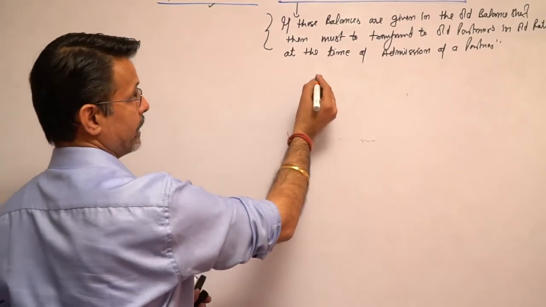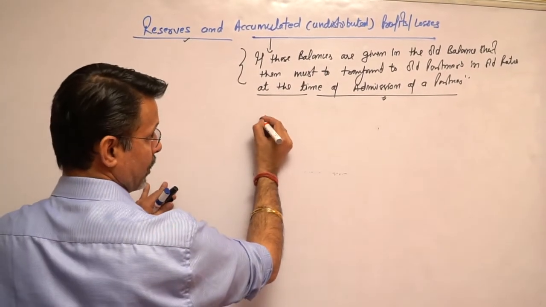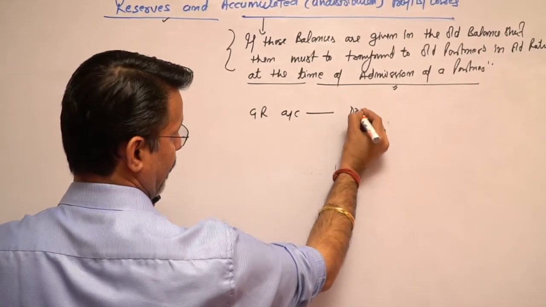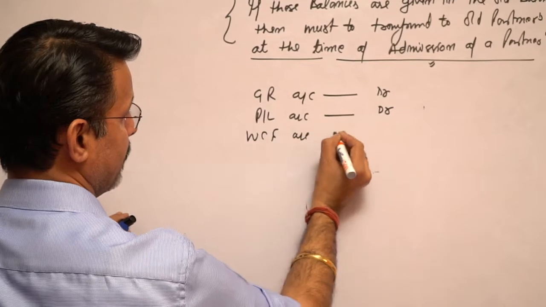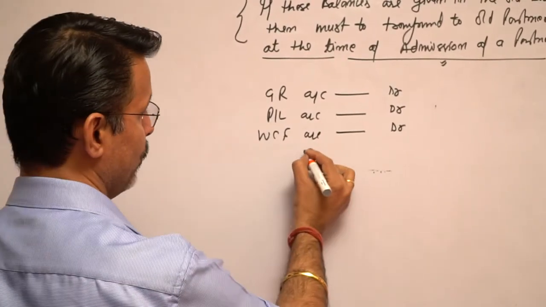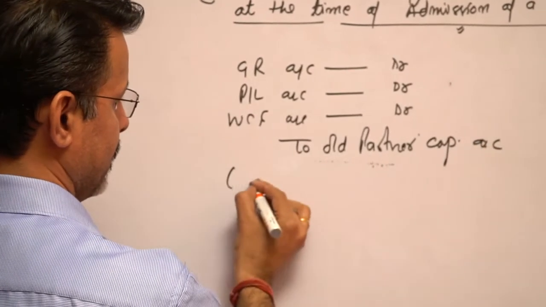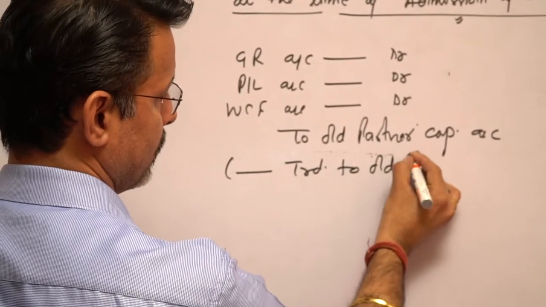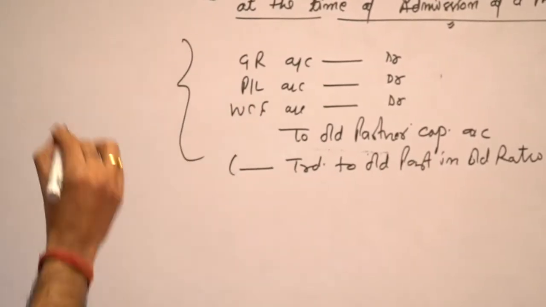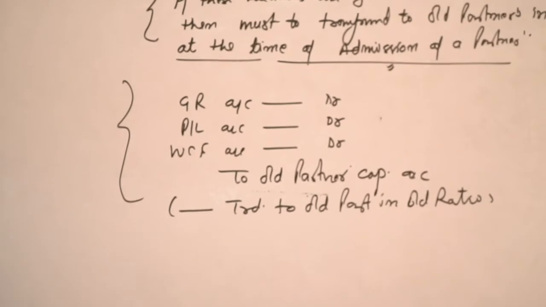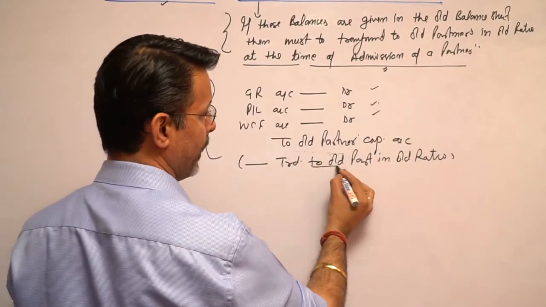So for transferring these balances to the old partners at the time of admission of a partner, the journal entry is: reserves or general reserve account debit, or undistributed profit, sometimes workman compensation fund also given, account debited. Transferred to old partners in old ratio. This is the journal entry which is to be done at the time of admission of a partner. These balances must be transferred to the old partners in the old ratio.